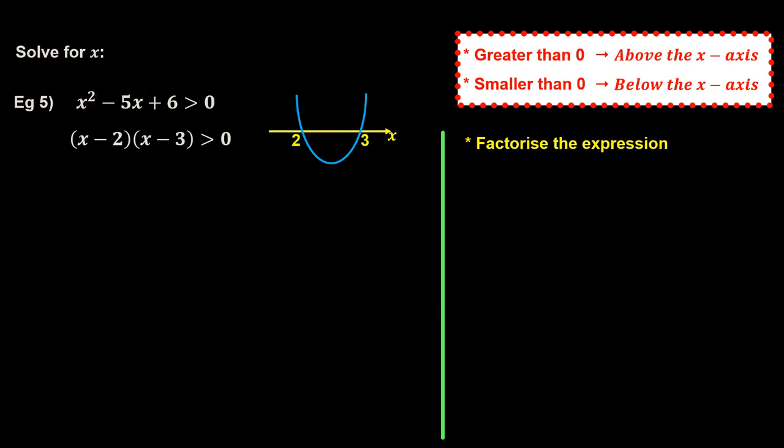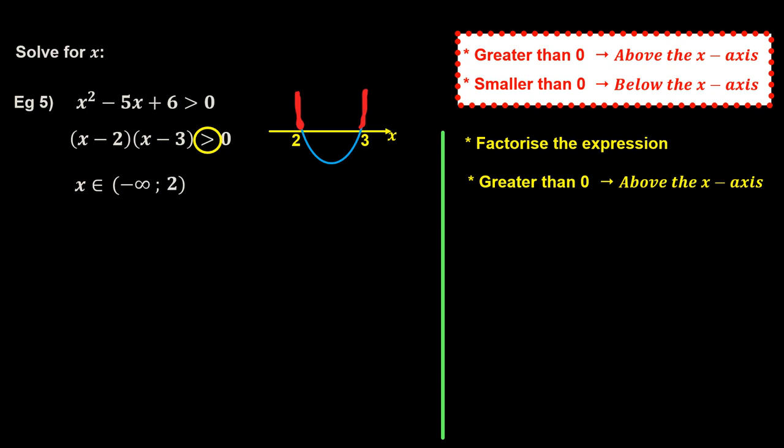Now we are concerned with the area that is greater than 0. So if we look at our summary, greater than 0 is the area above the x-axis. And again, I've got two places. I've got this first section, and that's the area from minus infinity all the way through to 2. We use a round bracket because there's no equal sign on the inequality. And we've got a second area that starts at 3 and ends at infinity.